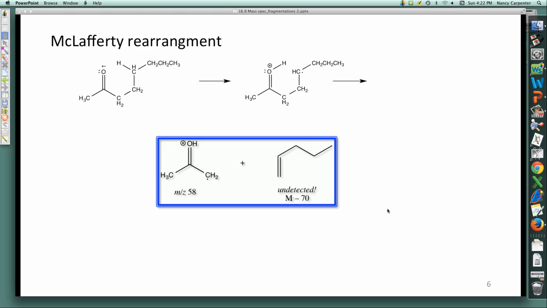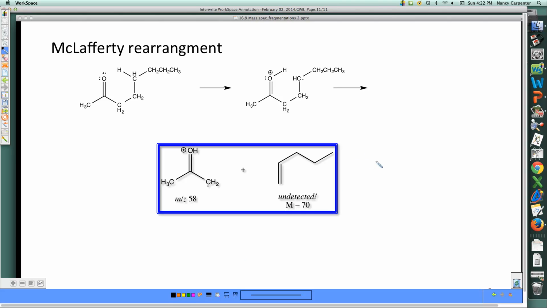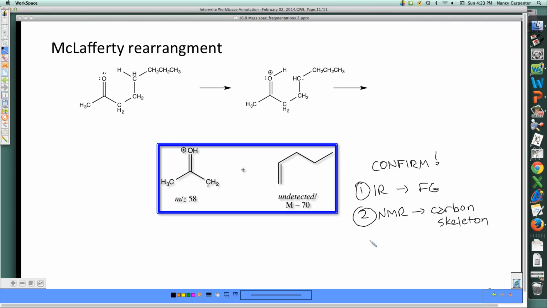Again, 95% of the peaks we don't identify. We primarily use mass spec to confirm a structure. So we use IR for functional groups. We use NMR for really the carbon skeleton. And we use mass spec in two ways: to get the molecular weight, if we don't already know that, and to confirm by proposing rational fragmentation pathways.